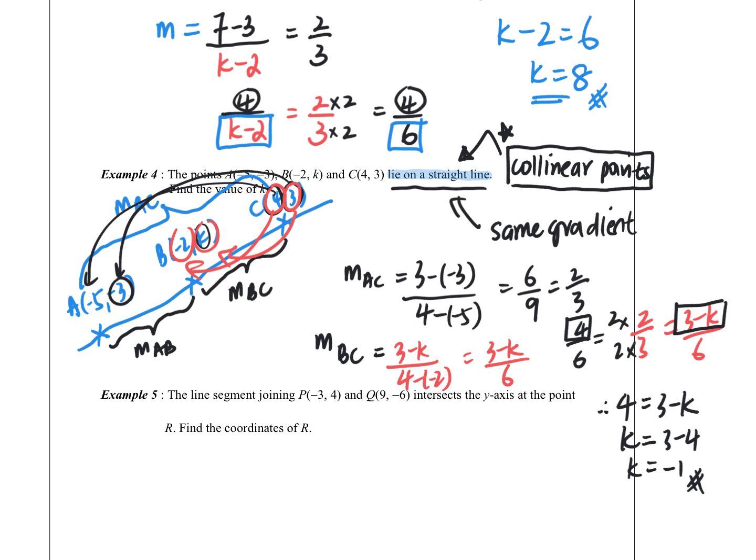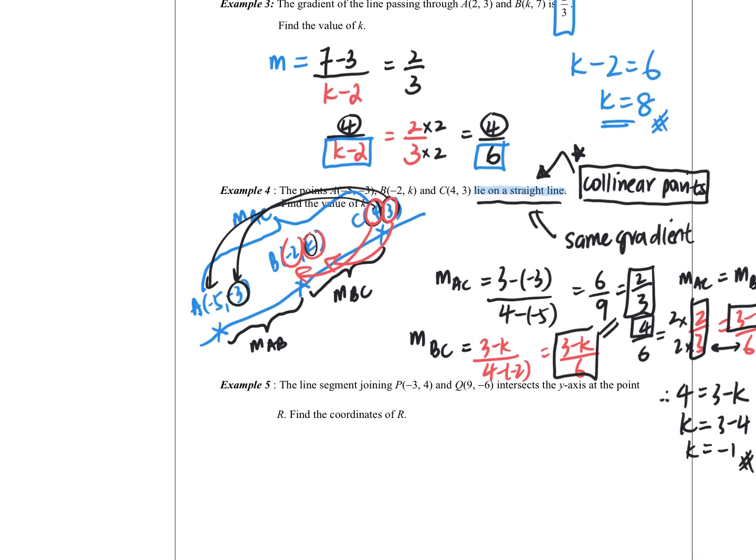Yes, of course. This one was from these two. They are equal, right? So I try to make this also 6 so that I can compare them. So this is like gradient AC equals gradient BC. How do you know they are equal?